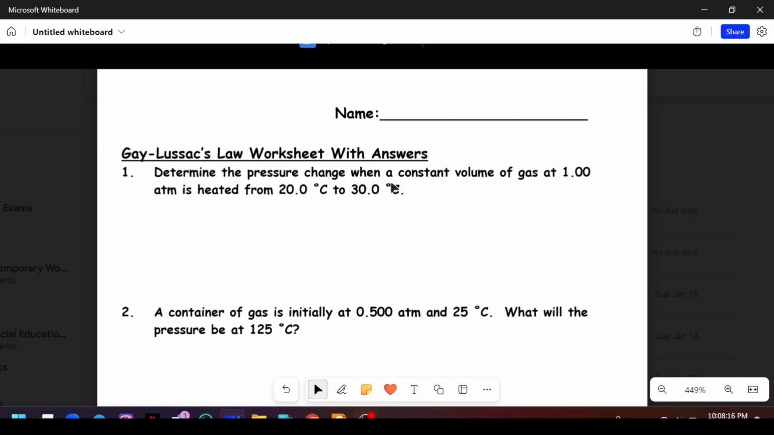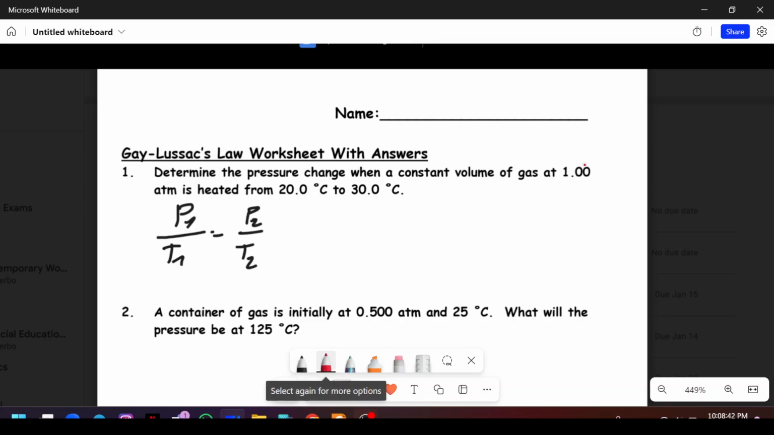Gay-Lussac's law worksheet with answers. So, determine the pressure change when a constant volume of gas at 1 atmosphere is heated from 20 degrees C to 30 degrees C. As we saw before, P1 over T1 would be equal to P2 over T2. So we have the initial pressure, it's known. The initial temperature, it's known.